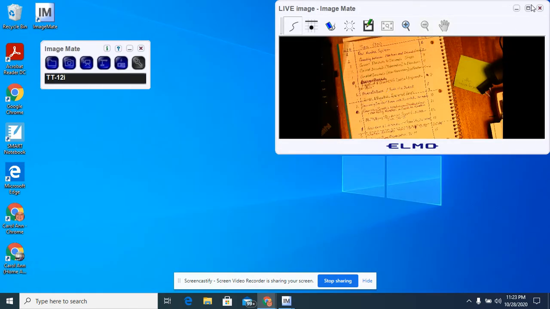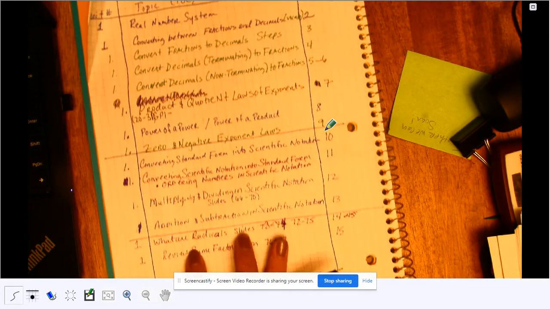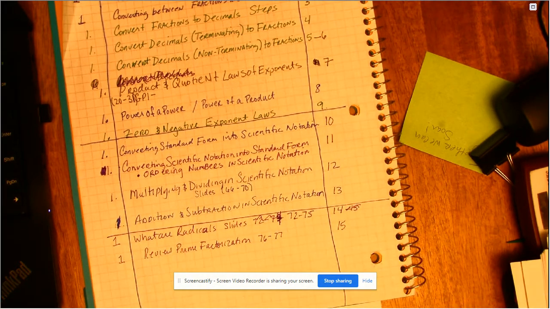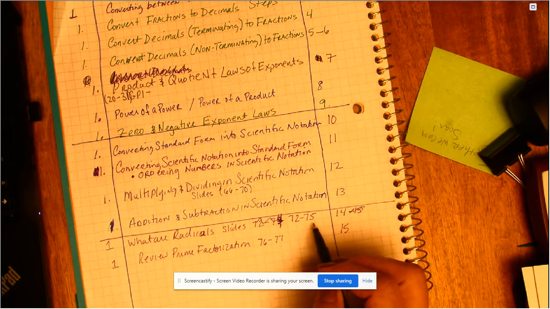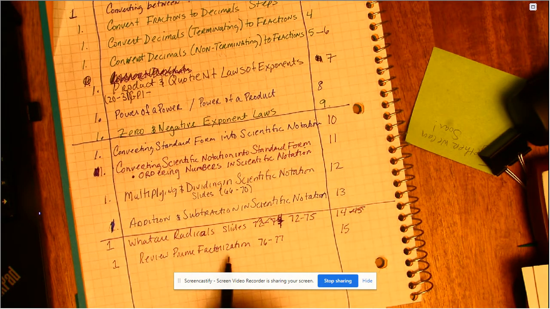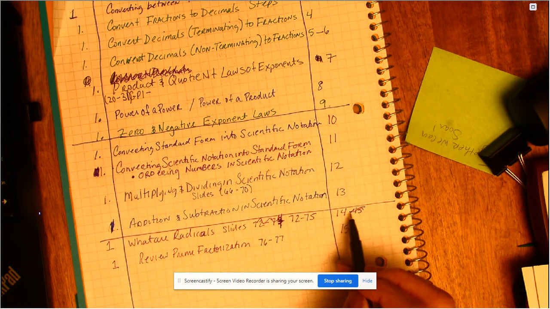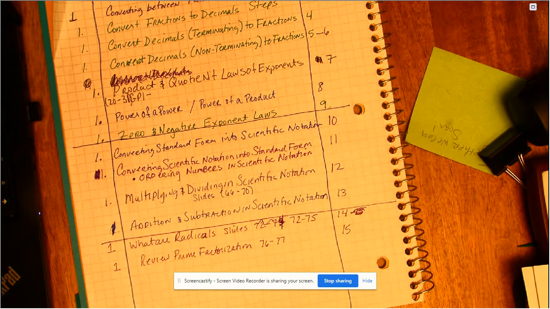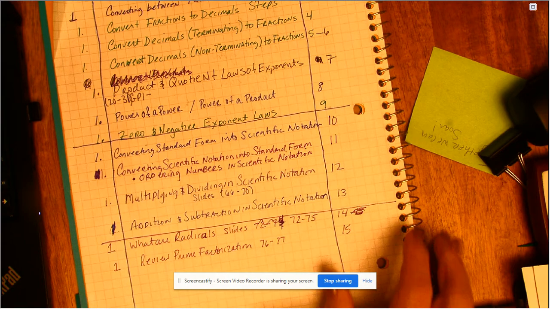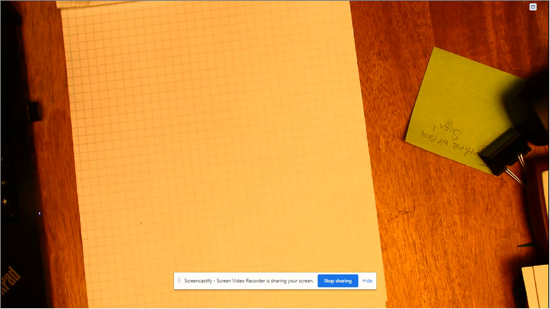So TOC for today, table of contents, is what are radicals for slides 72 through 75, and review prime factorization, slides 76, 77. And in my notes, that's going to be pages 14 and 15. So go ahead and write those in your TOC. Then once you're done with that, I'm going to write the notes on a separate piece of paper here to make it a little bit easier. So imagine this is page 14.